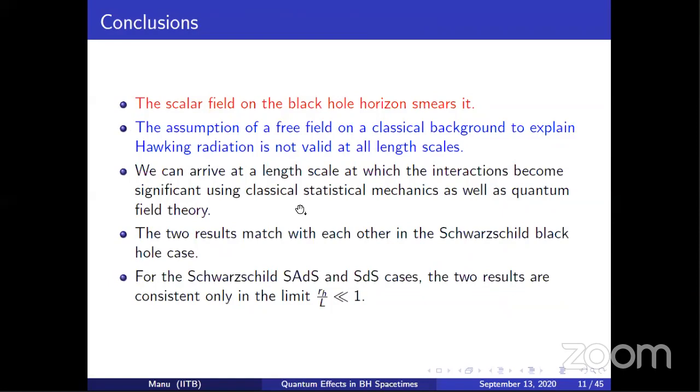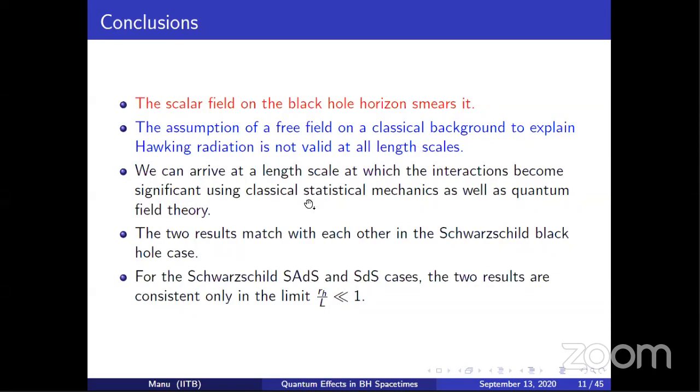So the conclusions are that, first of all, introducing a quantum effect, a quantum scalar field, in the black hole spacetime causes the smearing of the horizon, so that it introduces a certain uncertainty in the horizon radius. The second thing is that the assumption used in the Hawking radiation calculation, that there is a free field propagating in a fixed classical background, is not valid at all length scales.